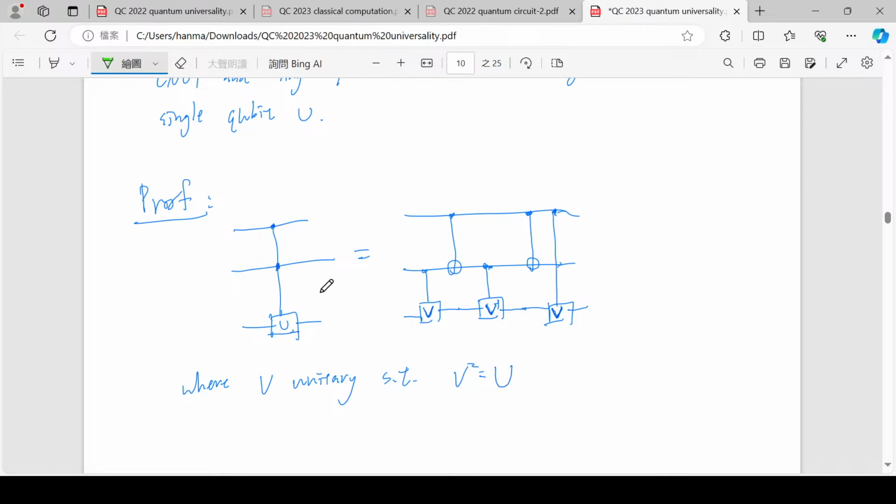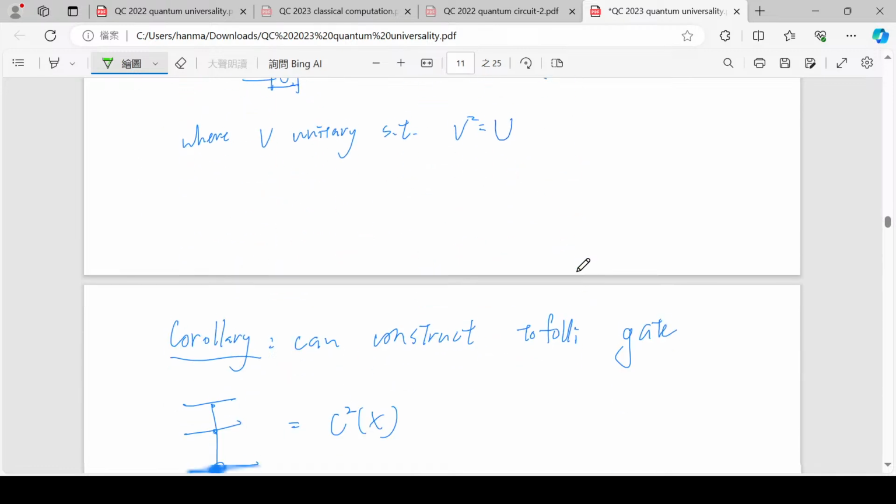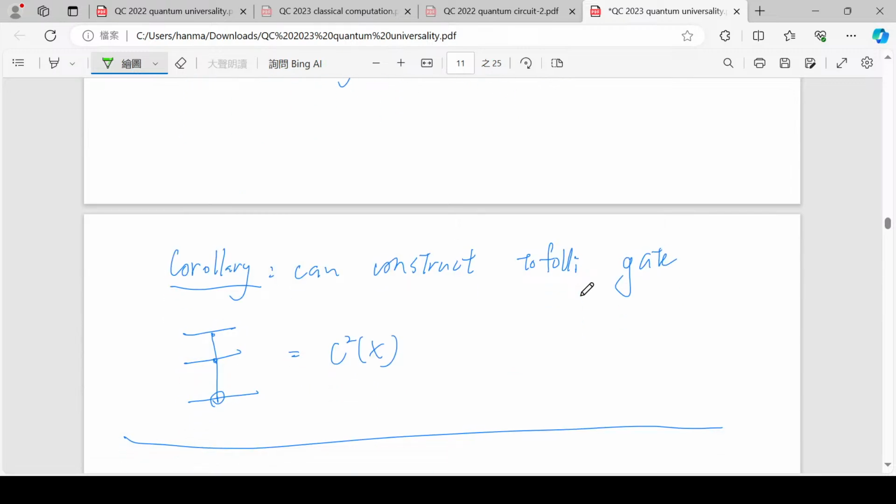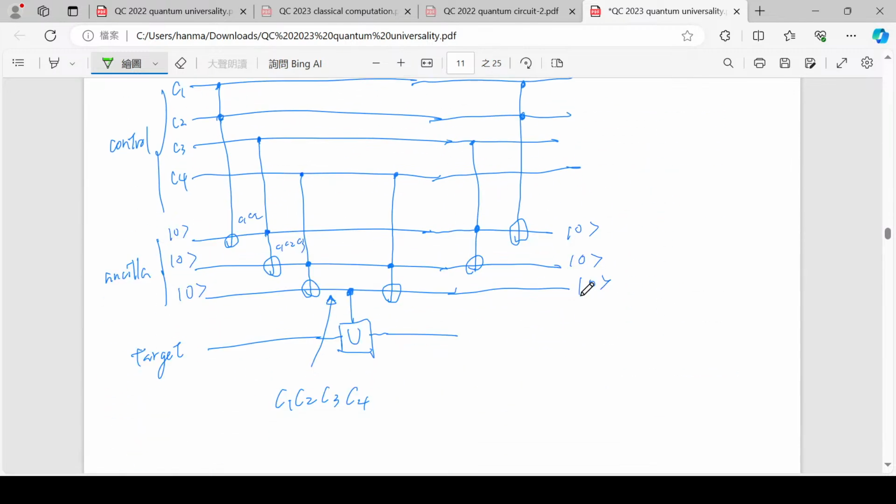A really quick check is that if you have a 0 here and a 0 here, then none of those controls do anything, so you have identity as expected. And you can check all four cases to see that this gives you control U. So from the control U, we can do the thing we want to do.